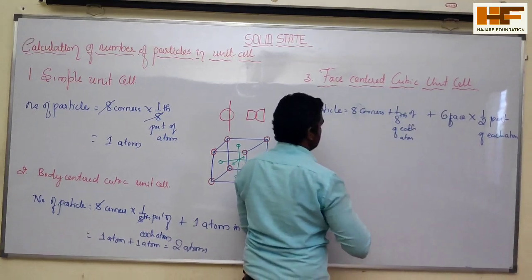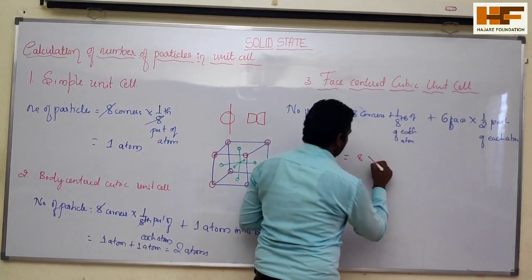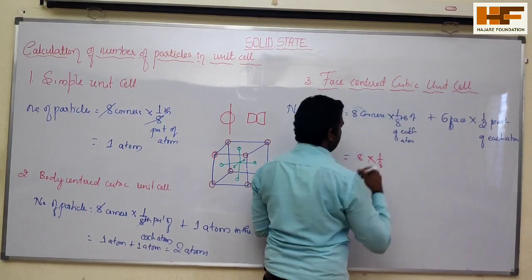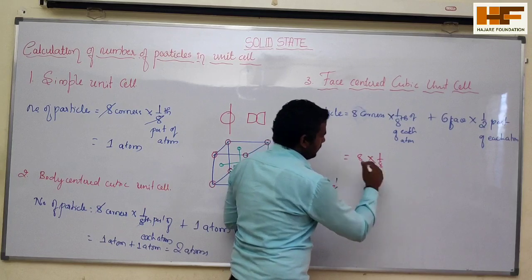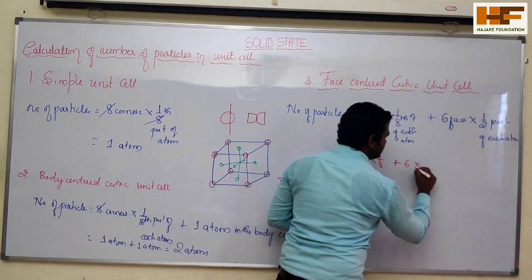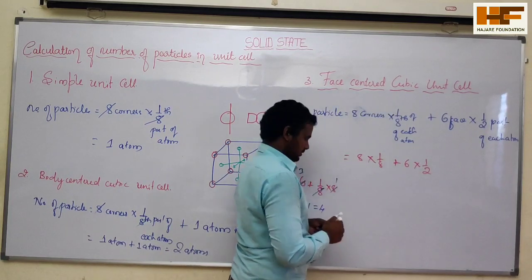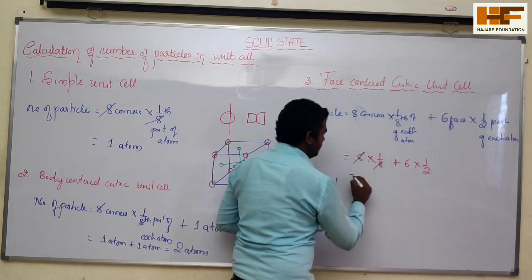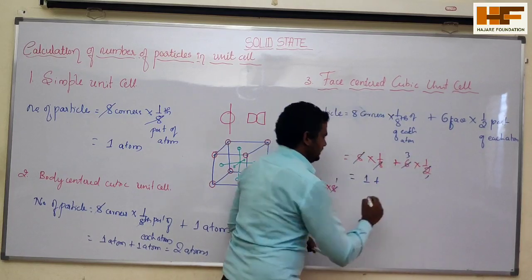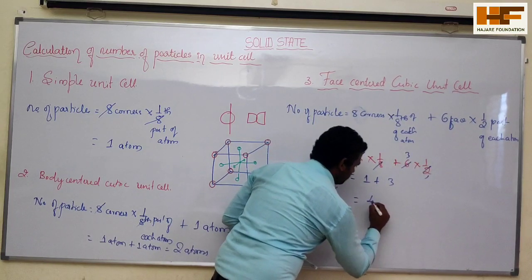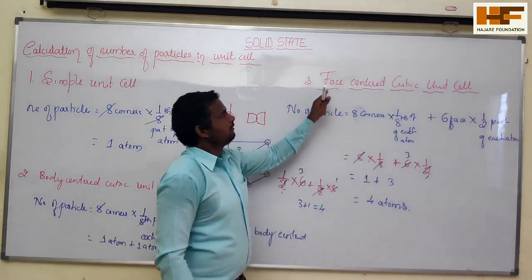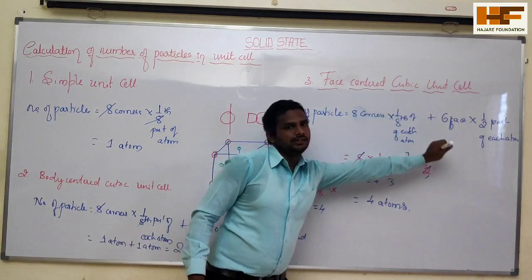So, okay, 8 corners into 1 by 8 plus we are having 6 faces into 1 by 2 part. So now here it will cancel, it is equal to 1 plus 3. So the total number of atoms will be 4 atoms present in the face centered cubic unit cell.